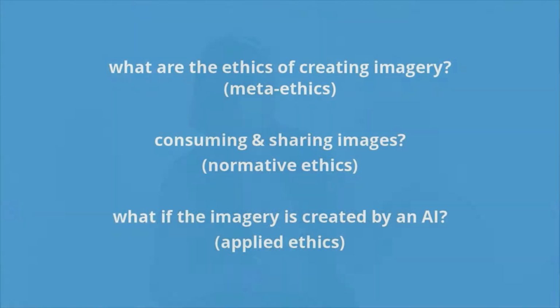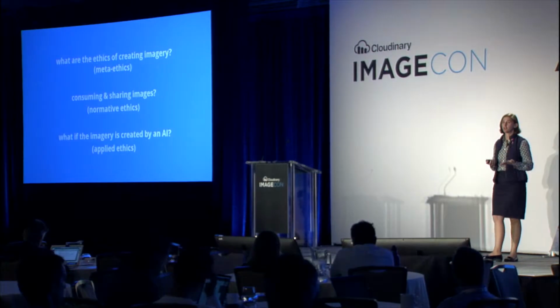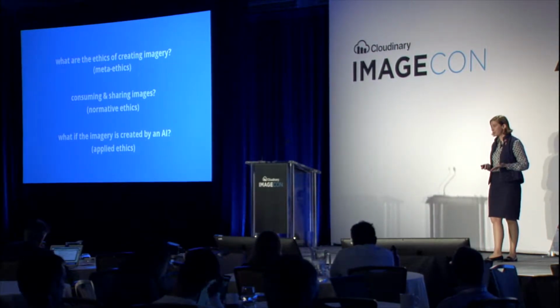So in this talk, I'm going to use metaethics to talk about the ethics of creating imagery. So we're talking about the photographer's toolbox using metaethics. And then I want to use normative ethics to talk about consuming and sharing images. And then we're going to take ethics and apply them when we're dealing with imagery that's created by an AI. This is where it gets weird and kind of interesting and exciting. So we'll see how you feel about this sort of thing as we go along.